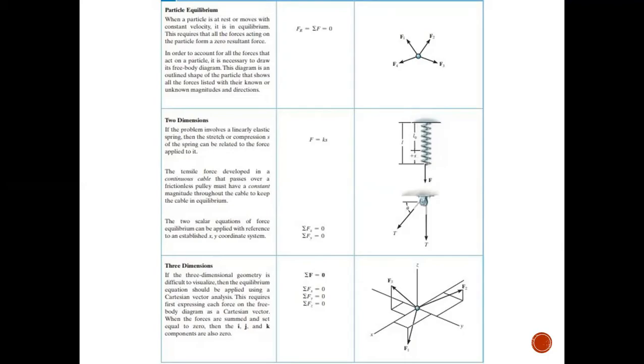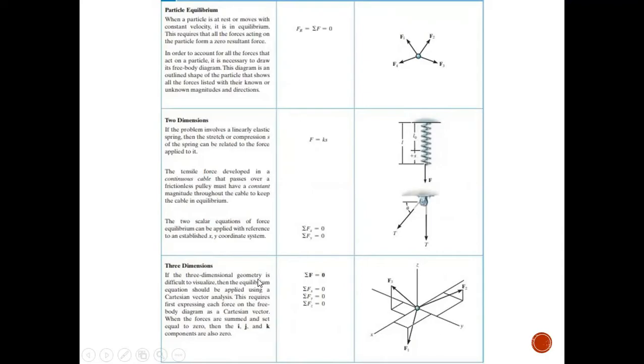If the problem involves a linearly elastic spring, then the stretch or compression x of the spring can be related to the force applied to it. So the formula is F equals kx. The tensile force developed in a continuous cable that passes over a frictionless pulley must have a constant magnitude throughout the cable to keep the cable in equilibrium. The two scalar equations of force equilibrium can be applied with reference to an established xy coordinate system. The total force in x and the total force in y are equal to 0.